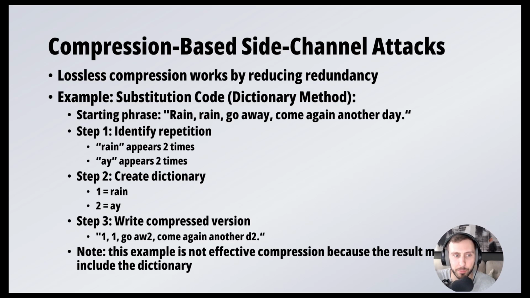And we're going to use as an example a substitution code, commonly known as a dictionary method, and we're going to look at that through an example. So let's say we have the phrase, "Rain, rain, go away, come again another day." I didn't come up with that phrase. That appears to be a common phrase used for examples like these, by the way. If we have step one, identification of the repetition. So these steps are employed by the compression algorithm. So first, it identifies repetition. It sees rain, and it also sees subset of words like AY is repeated.